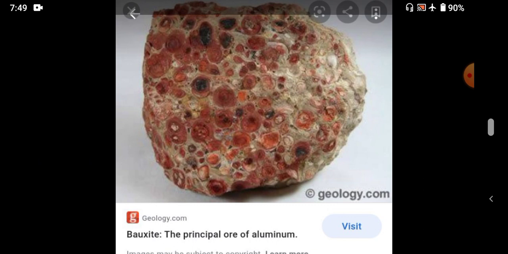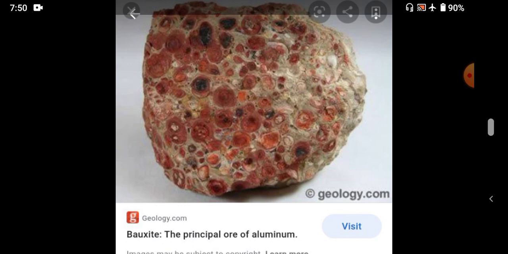Bauxite is reddish brown, white tan, and tan yellow in color. It looks like clay or soil.